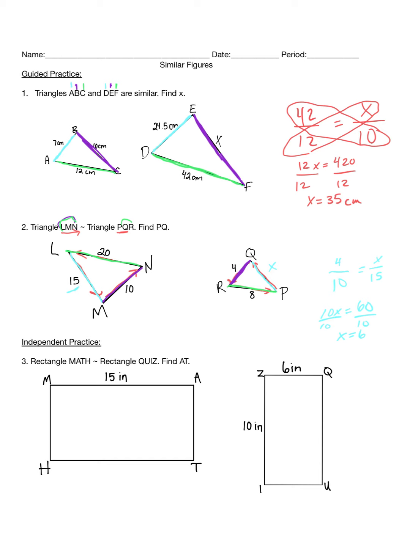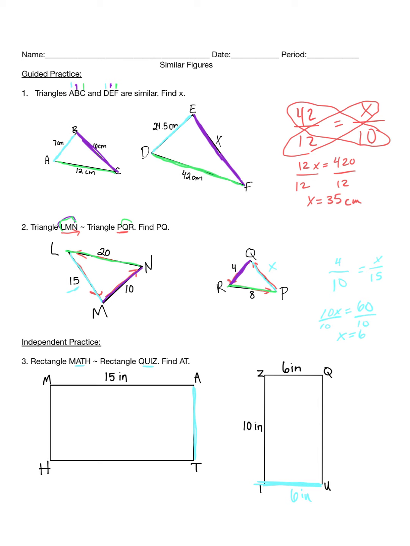Find AT. Well, we're going to want to do that same thing here. So this time, let's just do the one that they're asking for. AT, okay, that's going to be the same as UI. So A to T is going to be the same as U to I. Okay? Well, with rectangles, we know that the opposite sides are the same lengths. So U to I is also going to be 6 inches because Z to Q is 6 inches, right?